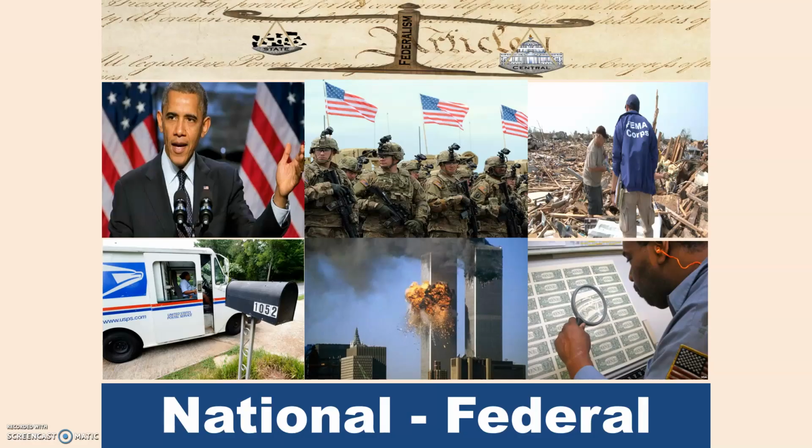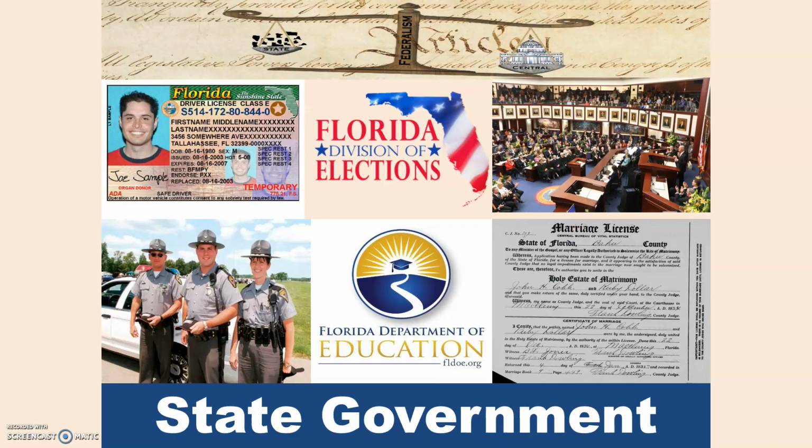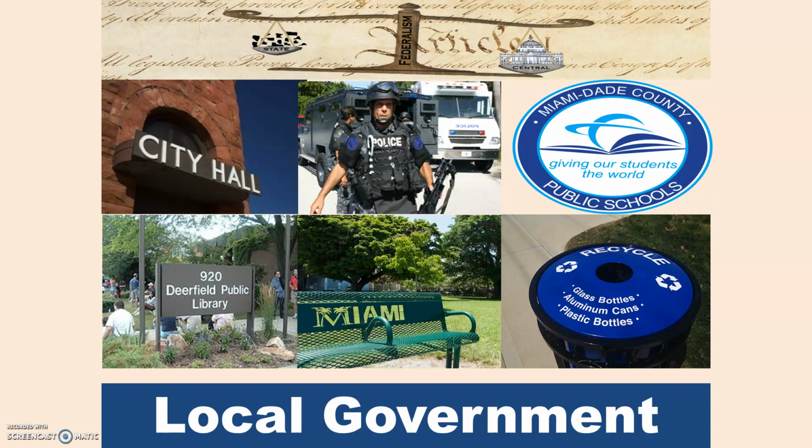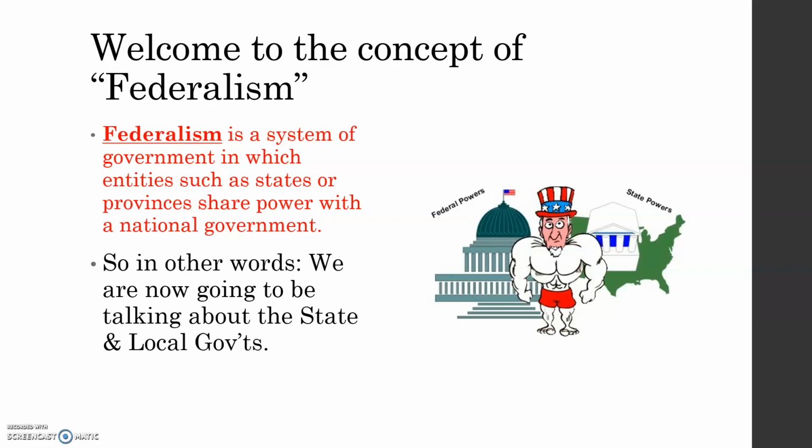So you have a national government with presidents and army and navy and mailing and making money and stuff like that. You have state governments which deal with driver's licenses, state patrols, education, their own legislatures, and marriage. And you also have local government that deals with government on a local basis, i.e. your town. Well, that's what federalism talks about. In short summary, we're going to be learning about what powers the state and local governments have, what they look like, who is in charge of what level, all that different stuff.